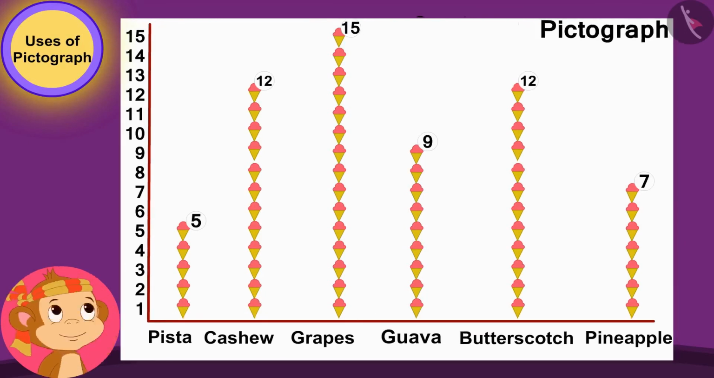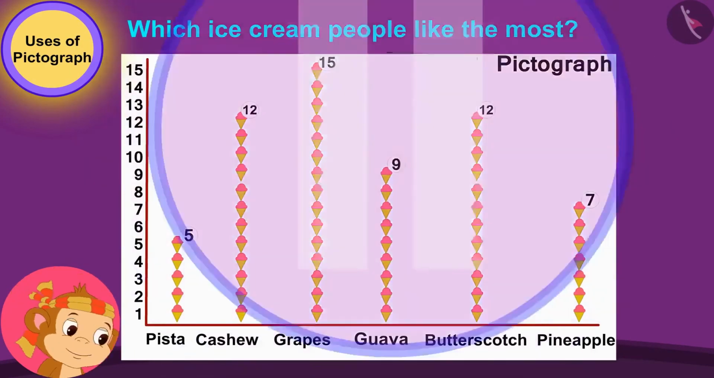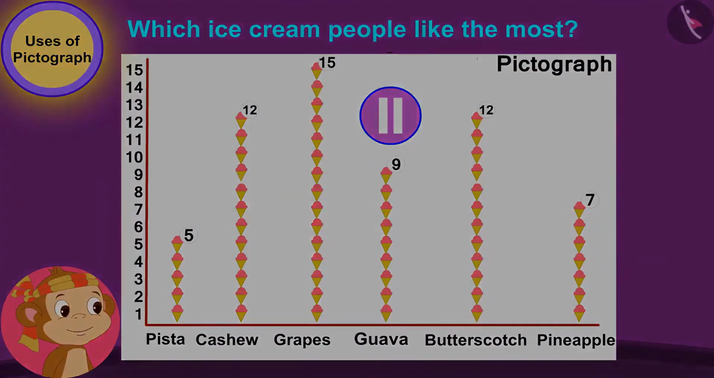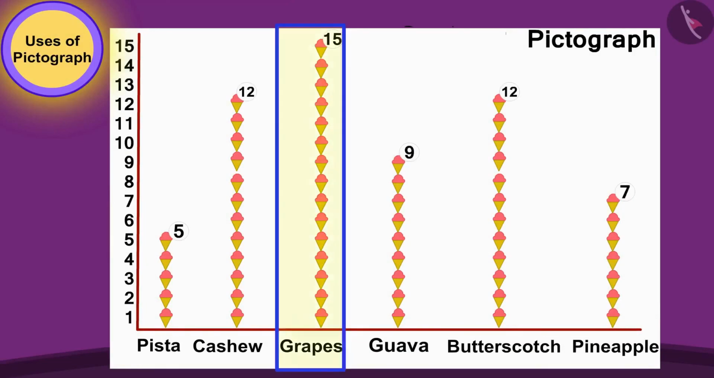Children, can you see the pictograph made by Babban and tell which ice cream people like the most? If you want, you can stop the video and find the answer. Yes, the grape ice cream line is the tallest. So, we can easily find out that grape ice cream is liked by most people.